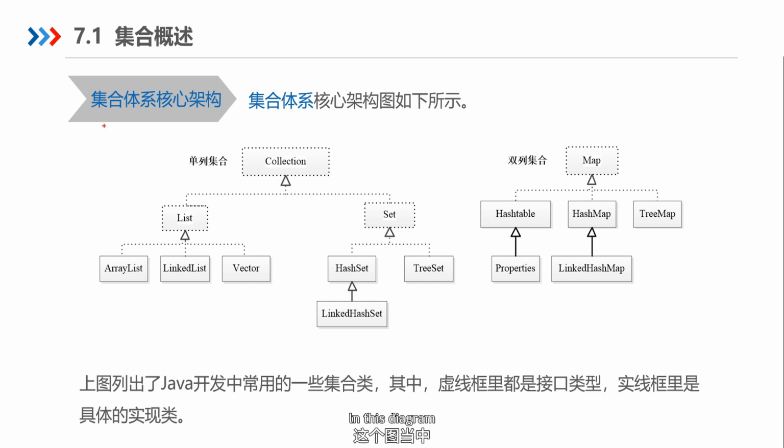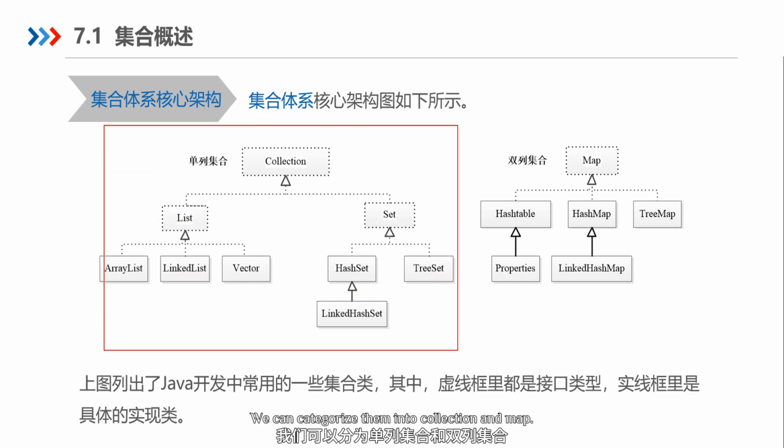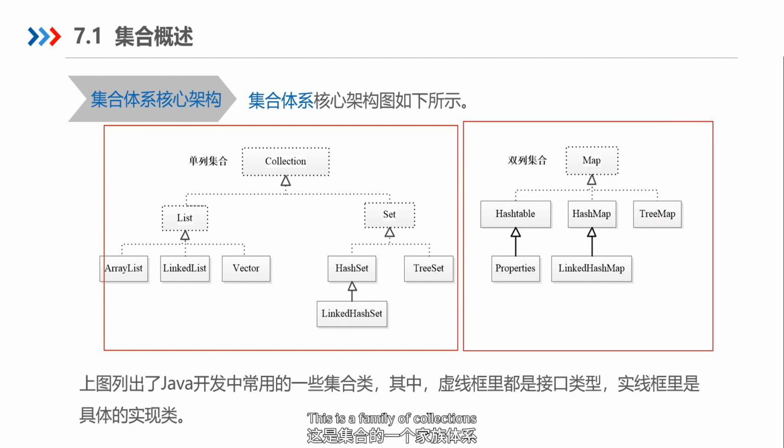In this diagram, we can categorize them into collection and map. This is the family of collections. As the name suggests, a collection stores one element at a time, while a map stores a pair of elements at a time. This provides many possibilities for the elements or objects to be stored.